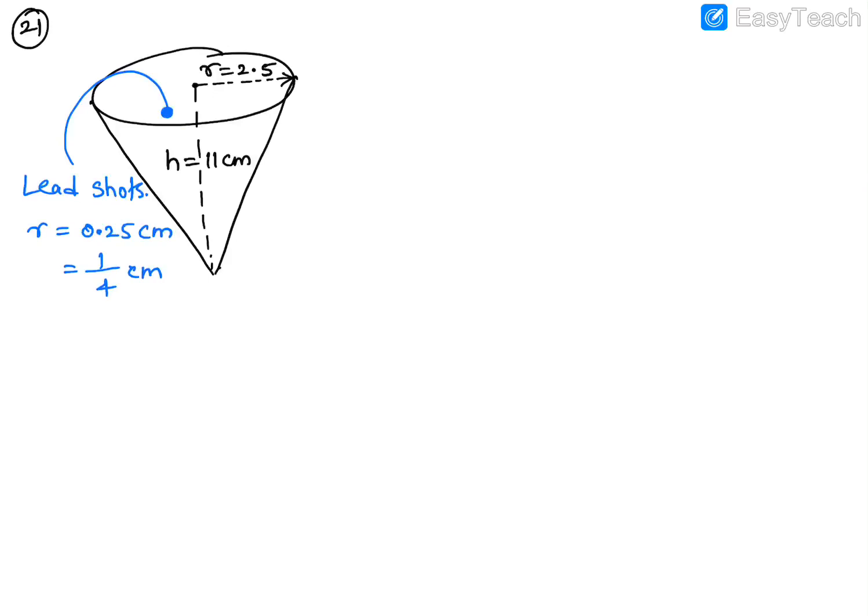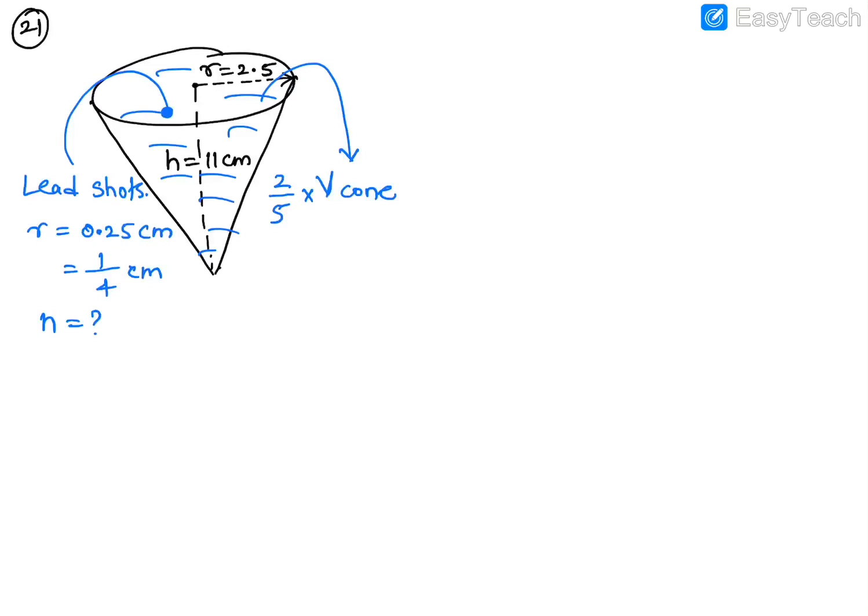Okay. Now because you are dropping lead shots inside this, and this was completely filled with what? Water. So what will happen now? Water will start spilling out. How much water has spilled out? So it is 2/5 of the water flows out. So 2/5 of the volume of the cone, that much water will spill out. Okay. So you have to find the number of lead shots which were dropped.